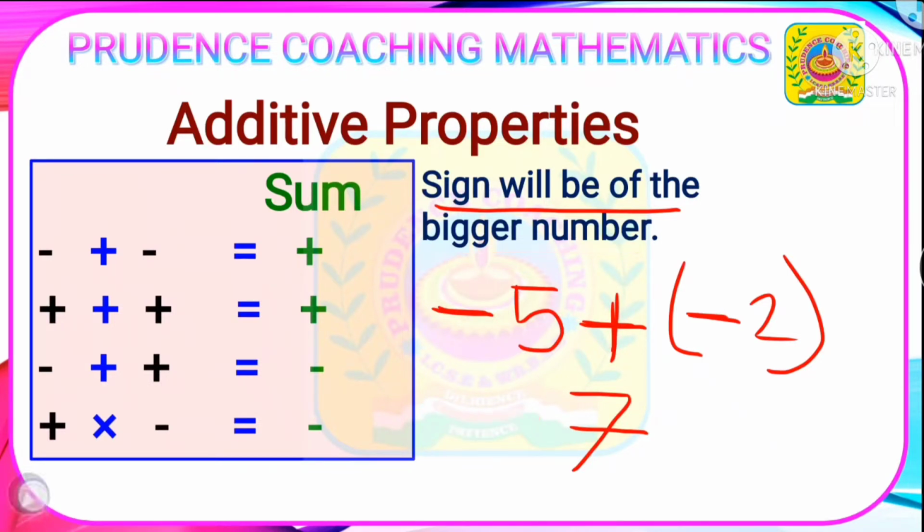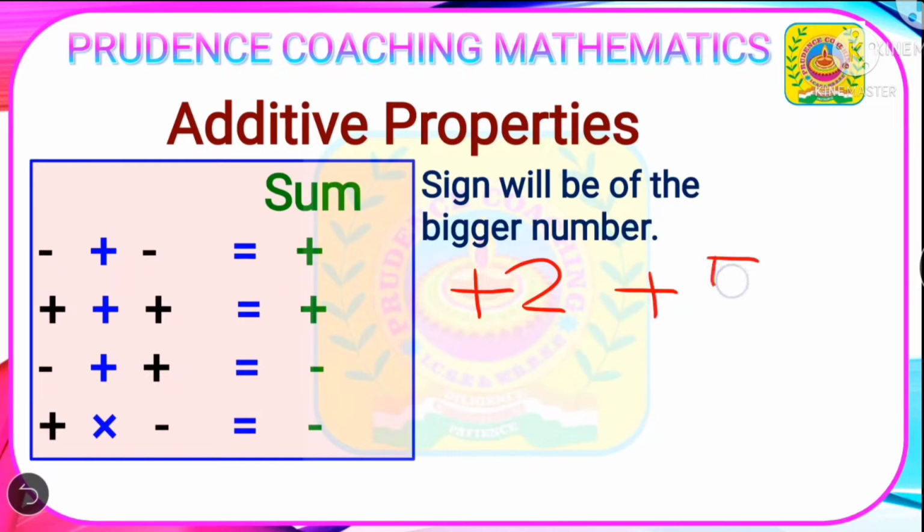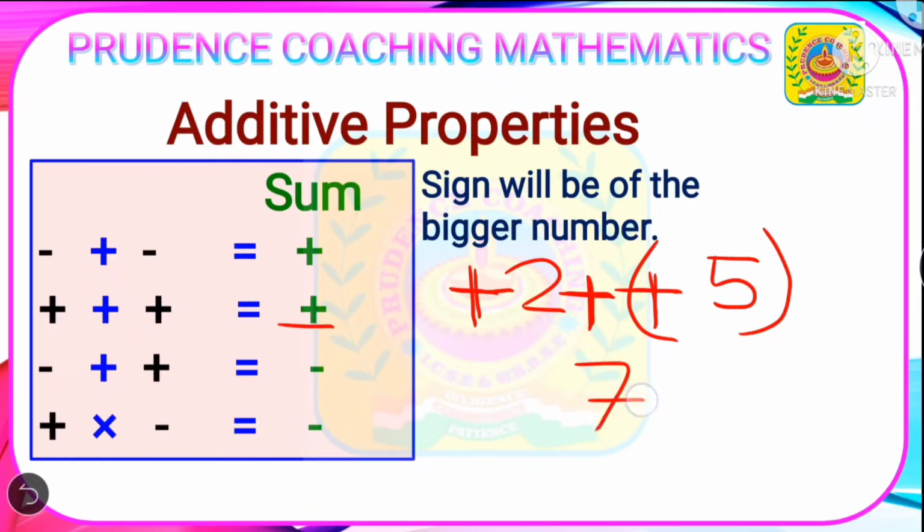Similarly, let us understand the second property, that is plus plus plus will give you plus. So let us take a number, that is plus 2 plus 5. I am taking 2 and 5 for your understanding only. So as you can see, we have 5 and 2 here. Here if you see the sign, we have plus, again we have plus, again we have plus. So you will do addition. So 5 plus 2 will be 7. And which sign you need to give? Sign of the bigger number. So here the bigger number is 5. So here it will be plus 7.